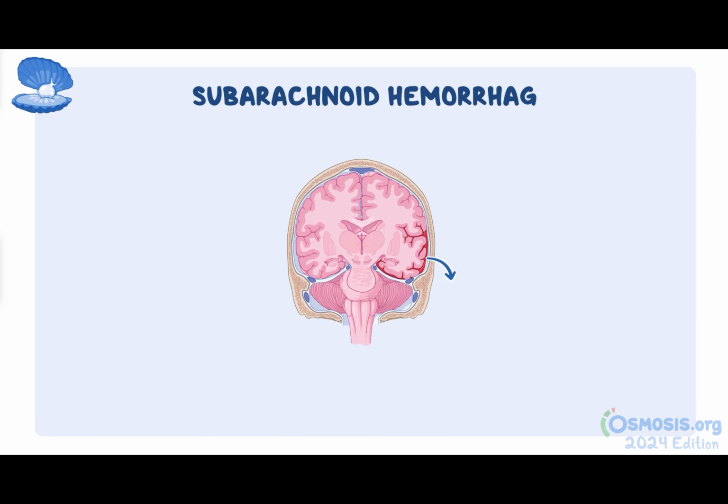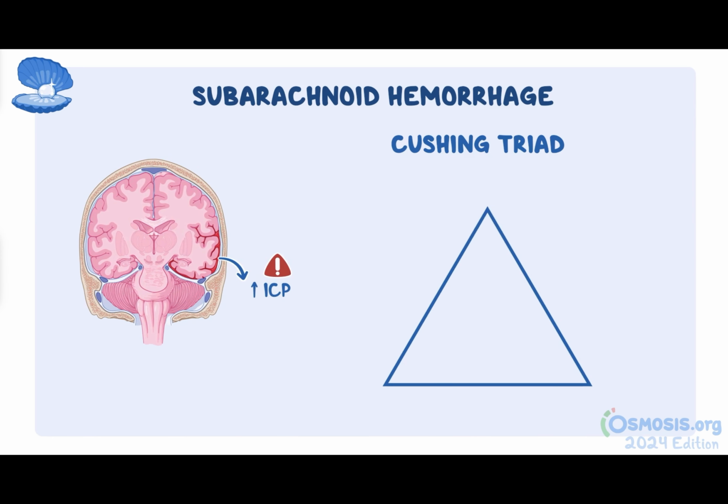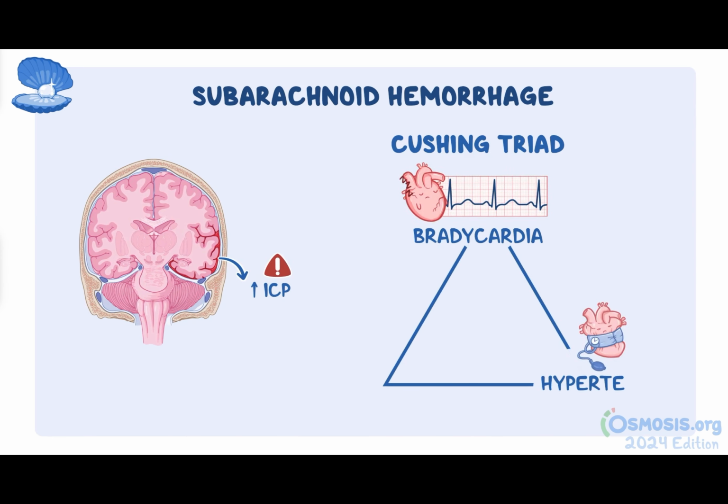Now, here's a clinical pearl to keep in mind. In severe cases, subarachnoid hemorrhage can increase ICP, which triggers a physiological response known as the Cushing triad, which consists of bradycardia, hypertension, and irregular breathing.